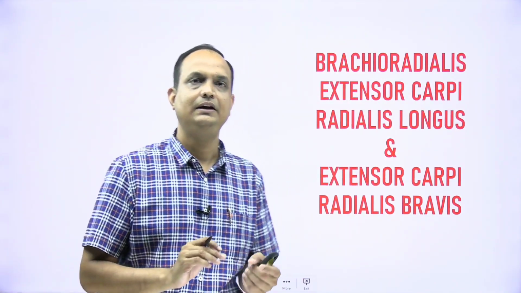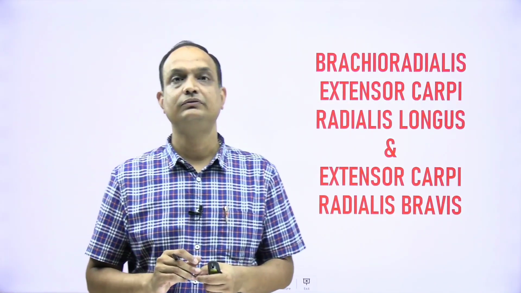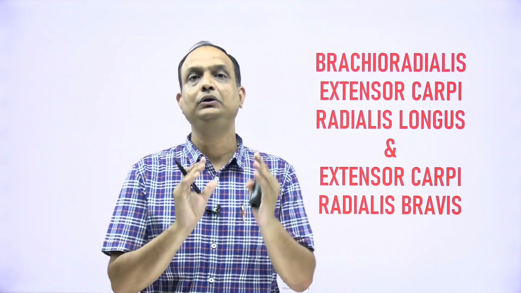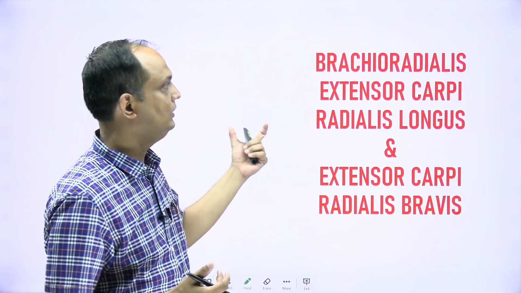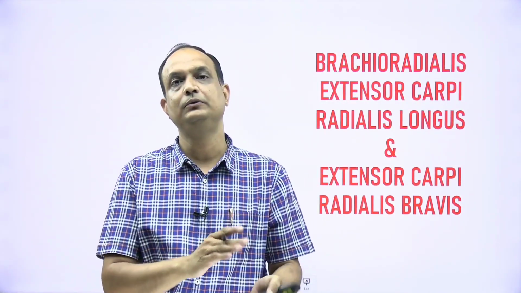Hello students, in the introductory class on the muscles of the forearm, I already told you the arrangement of the posterior compartment of your forearm. Now in today's lecture, we will talk about the lateral group. You know that the muscles of the back are divided into two parts, superficial group and deep group.